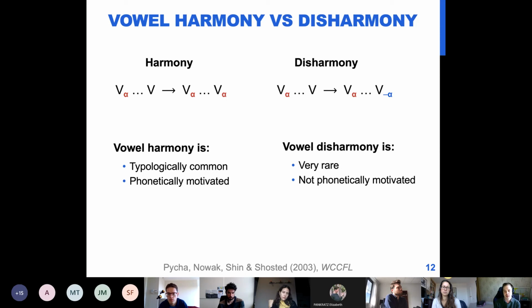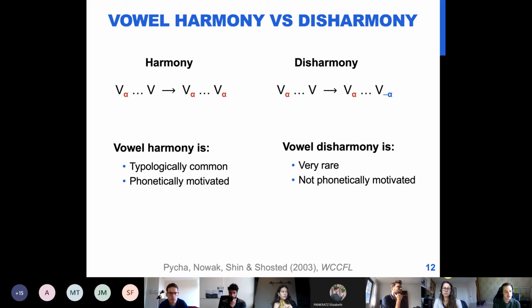Disharmony, on the other hand, is very rare typologically, and at least vowel disharmony especially is very rare. And it's not phonetically motivated, so there's no clear articulatory explanation for why you would have vowel disharmony.